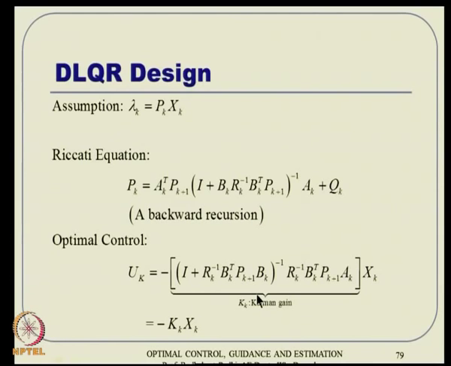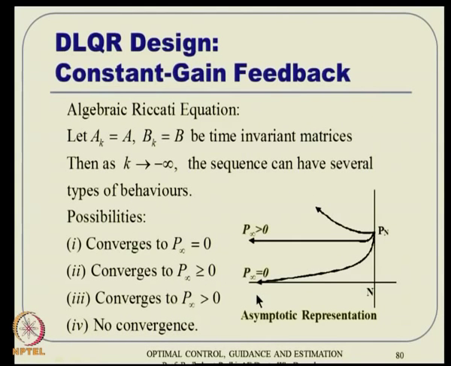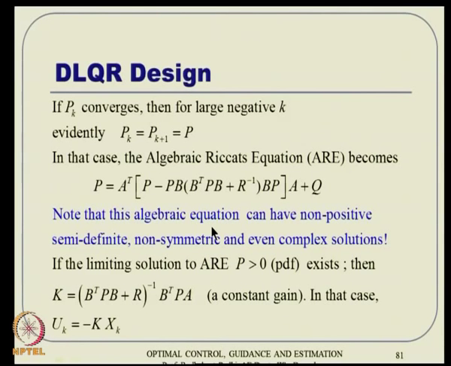So, this is the DLQR design part, but it turns out that there is not much of a guarantee here. There are possibilities: when you start with P N and try to integrate backwards, it can converge to P infinity equal to 0, or to some finite P infinity strictly greater than 0, or there is no convergence at all. So, depending on the situation you have to analyze and take that particular value which is conducive to us.